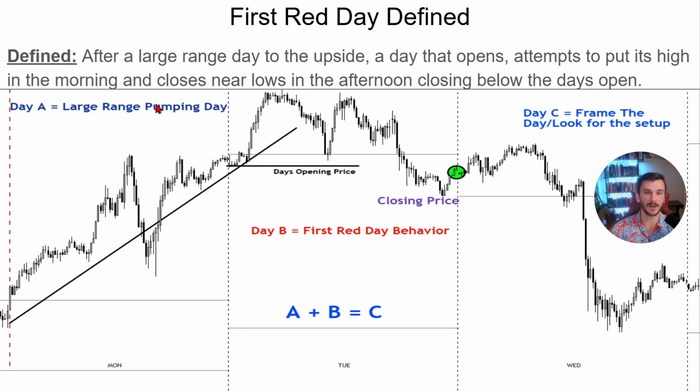So what is a first red and a first green day? Number one, first red. We're going to start with that one first, and that is starting over here with day A. This is going to be your large range pumping day. Then you come over to day B, which is the day that opens, trades above the high or attempts to trade above the high, and then closes at its lows in the afternoon or at the end of the day. Now, this is going to be your first red day, this day B over here, and that's going to be important later on. So on day C, that's the day that we're looking to actually execute a trade, as long as it presents correctly in our session.